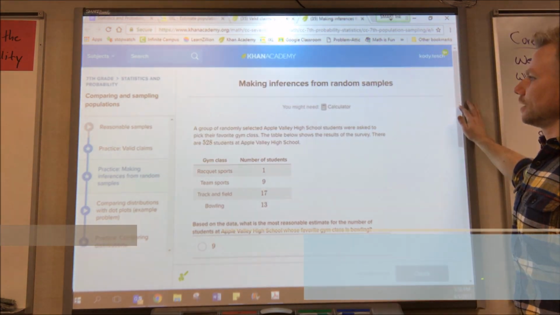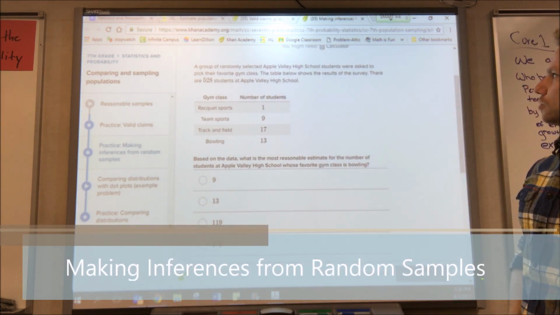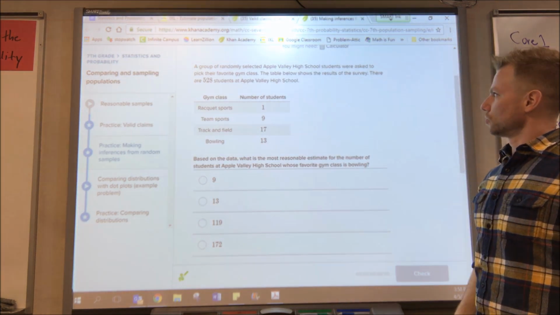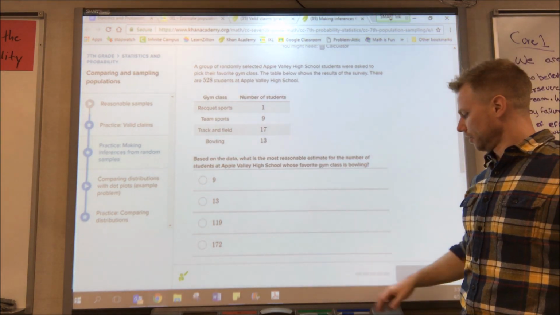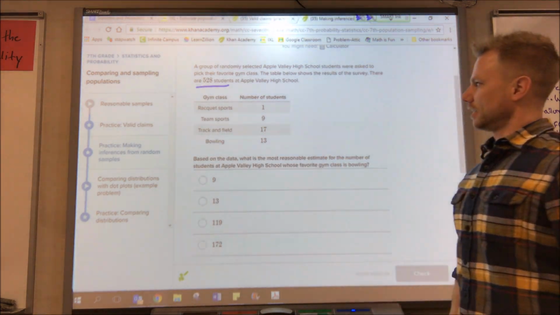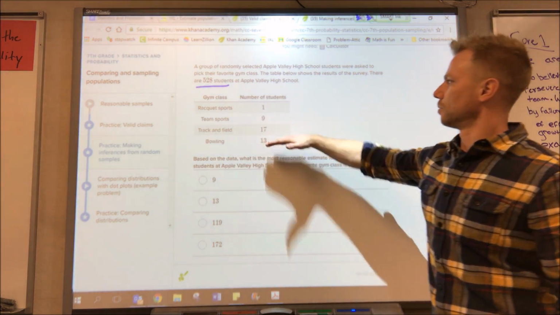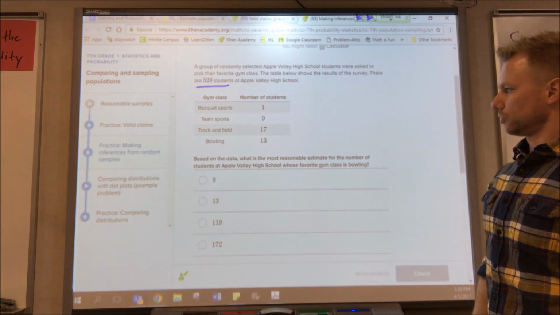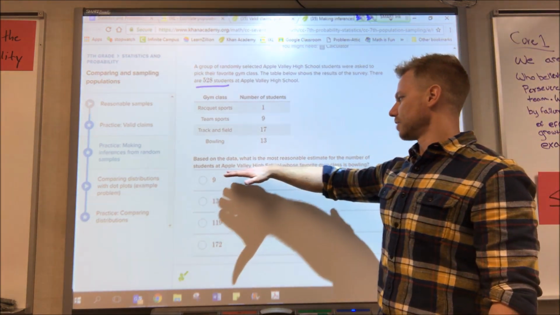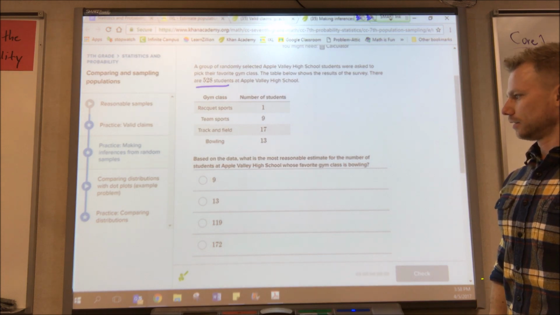And our last link here. A group of randomly selected Apple Valley High School students were asked to pick their favorite gym class. The table shows the results of the survey. There are 528 students at Apple Valley High School. Okay, these are the different gym classes, the number of students that prefer each one. Based on the data, what is the most reasonable estimate for the number of students at Apple Valley High School whose favorite gym class is bowling?